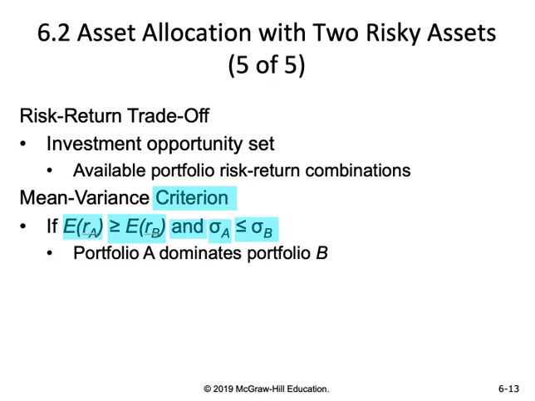So if A has a lower standard deviation and its return is higher, then of course portfolio A would dominate portfolio B. We would have more of it. Well, let's say if those were two different securities, we'd use more of A than B.